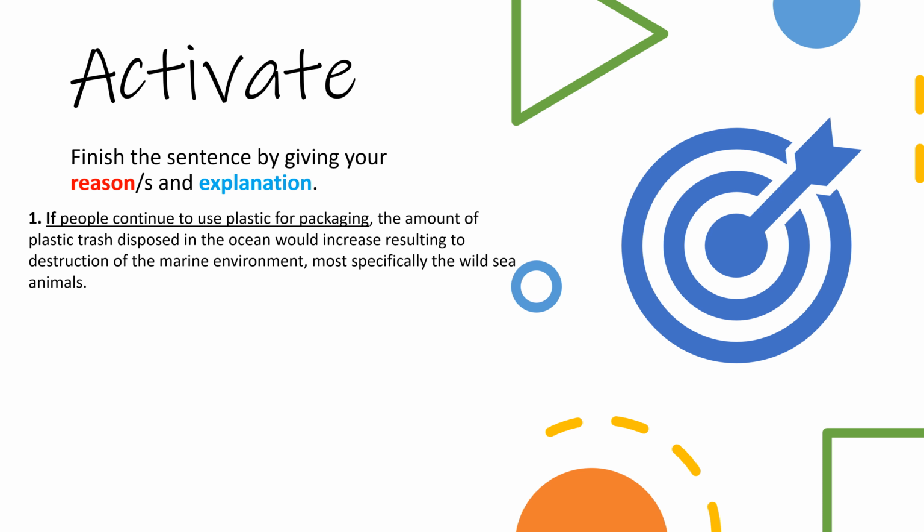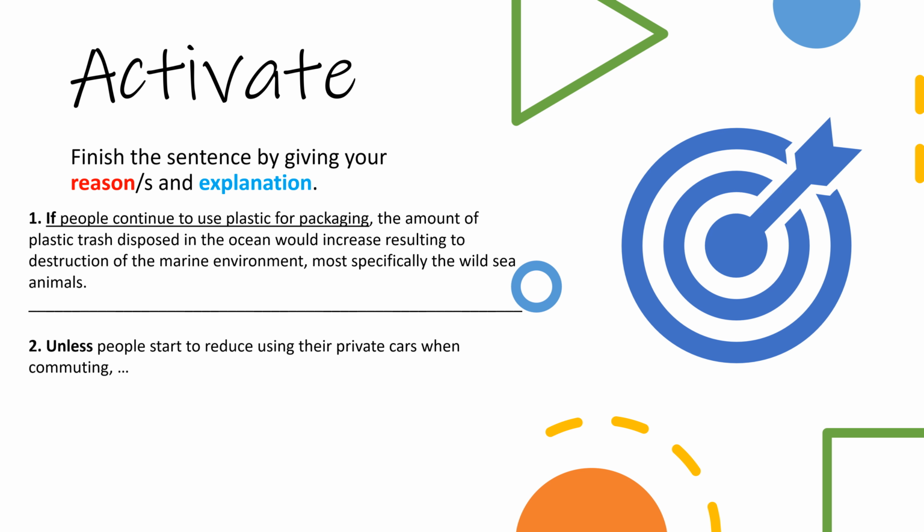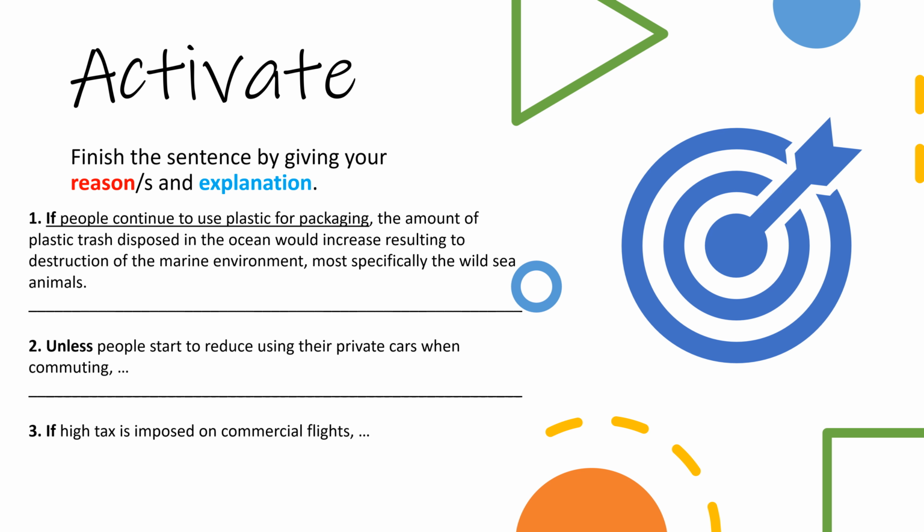Now I want you to finish these sentences here by giving your reasons and explanation. So we have here, unless people start to reduce using private cars when commuting. So what could be your hypothesis, which can be real or imagined. Number 3 here we have, if high tax is imposed on commercial flights. Alright, commercial flights here. Yes, what could happen? What could be your hypothesis, whether it is real or imagined.